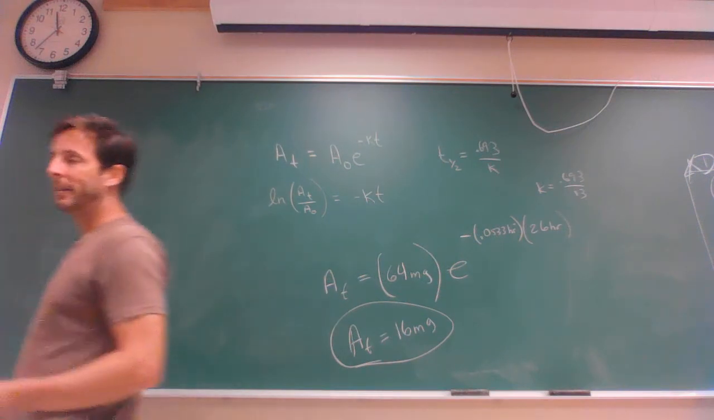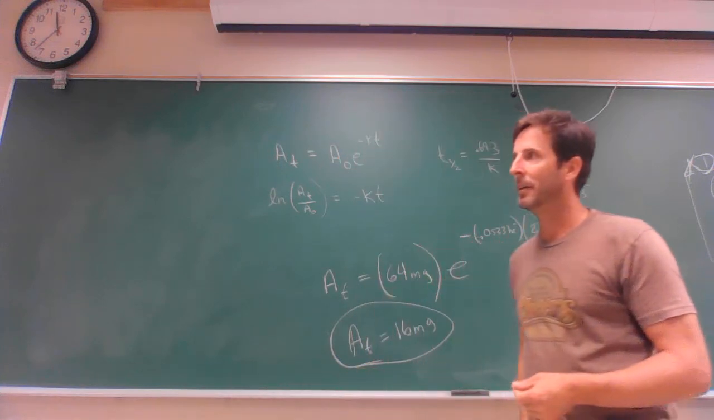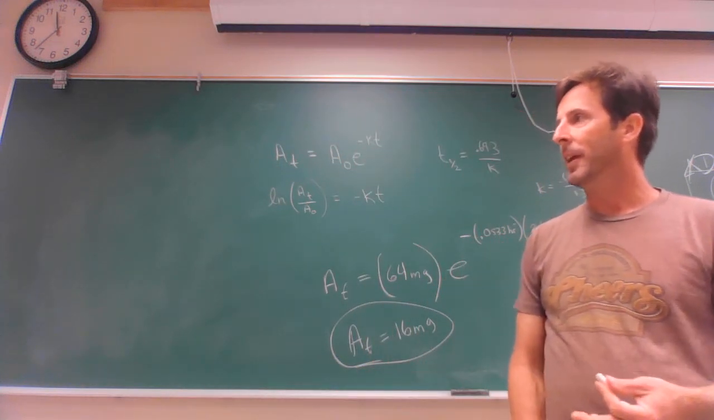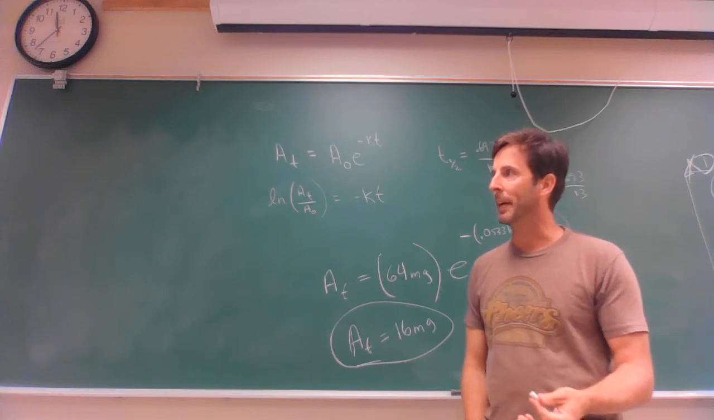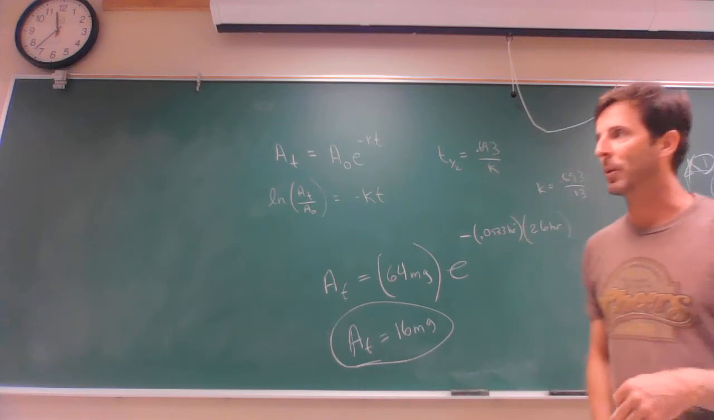So the problem reads, the half-life of zinc 71 is 2.4 minutes. If we had 100 grams of the sample at the beginning, how many grams will be left after 7.2 minutes have elapsed?